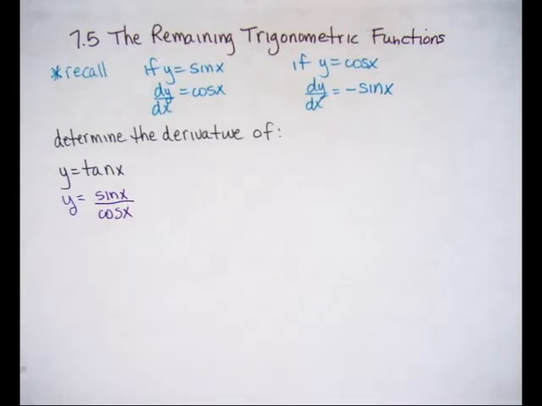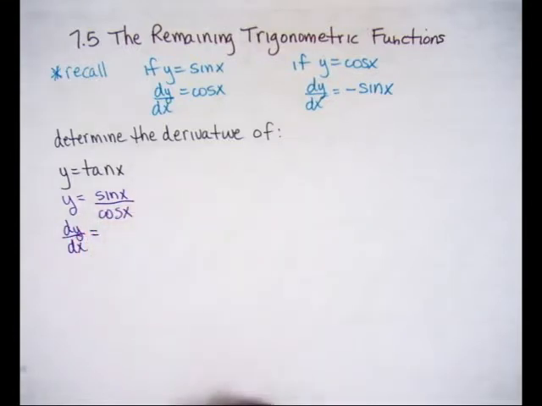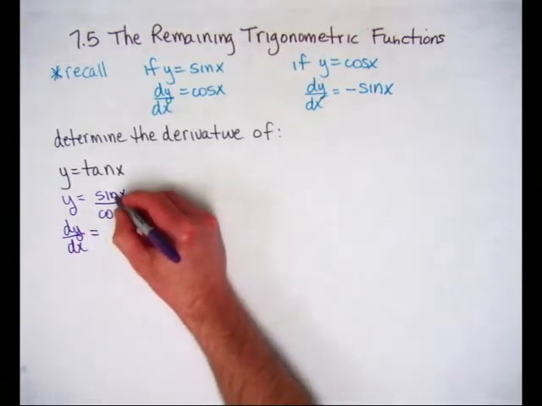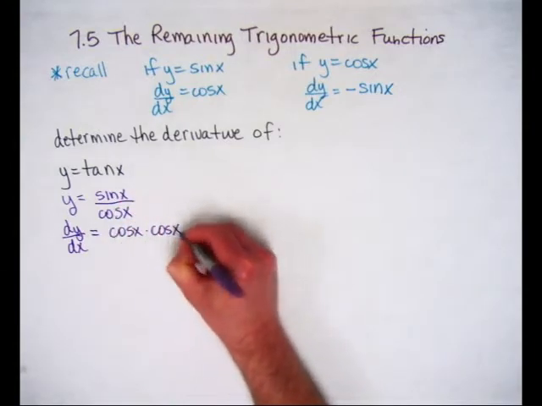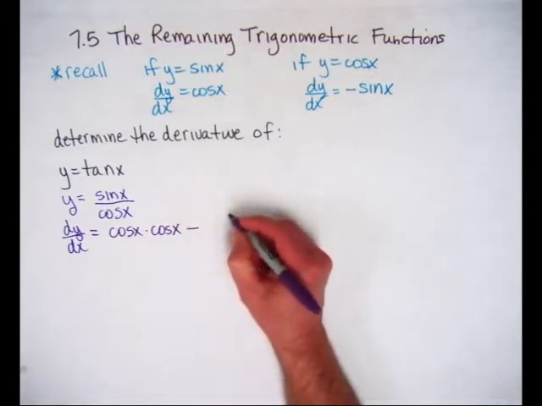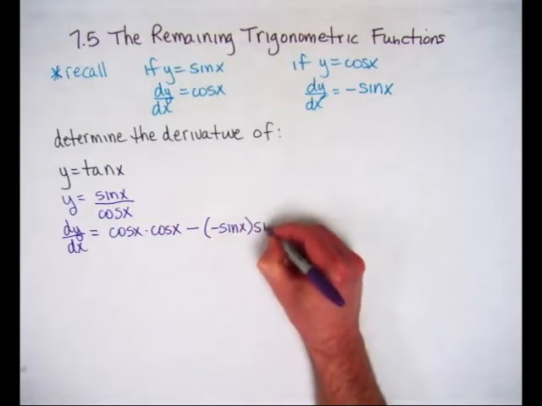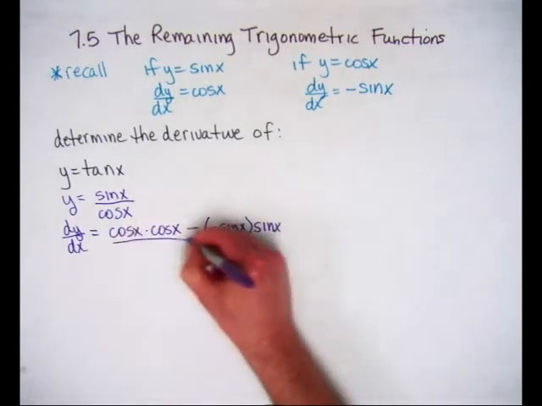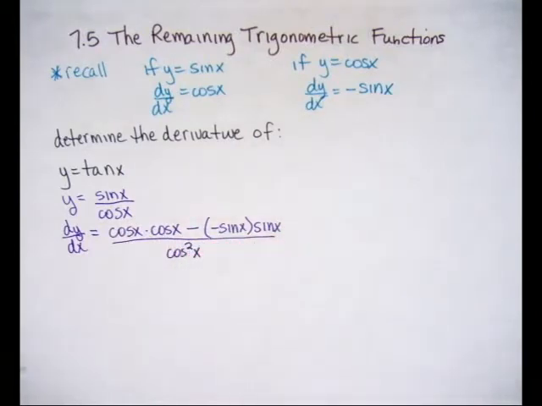And now that we've expressed it in terms of sine and cos, we can take the derivative using the quotient rule. So what we're going to do here is go dy dx equals, and then we're just going to apply the quotient rule. The derivative of the numerator would be cos x times the denominator, which is cos x, minus the derivative of the denominator, which is minus sine x, times the numerator, which is sine x. And all of that would be divided by the denominator squared.